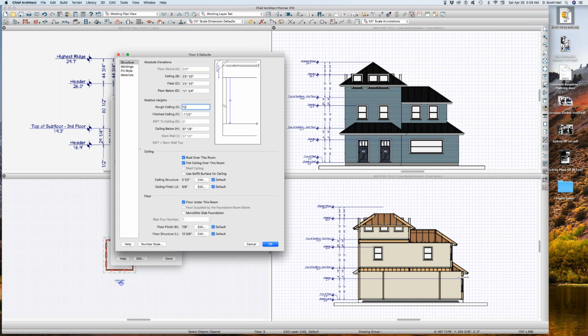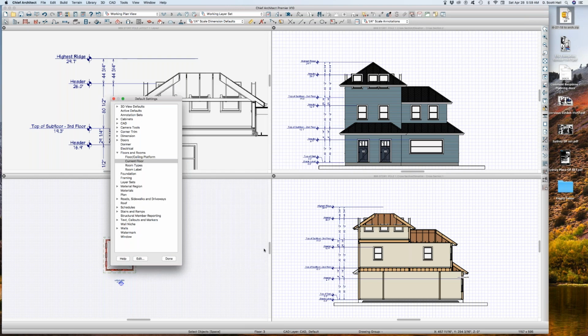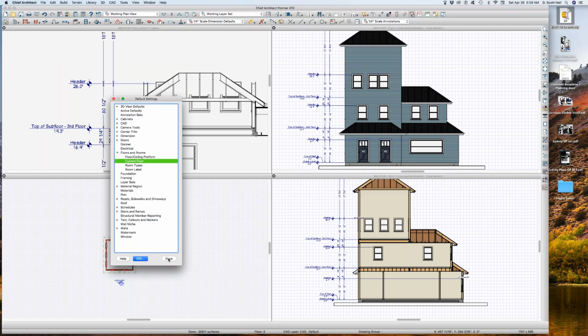Okay, I want a 12-foot ceiling. You know what I'm saying? And I got my 12-foot ceiling. Wait, I can do this. I can say plus 48. And it went up. Okay, now it went up. Fine, that's what I expected. Okay, done. Okay, so I should have a very high plate line.